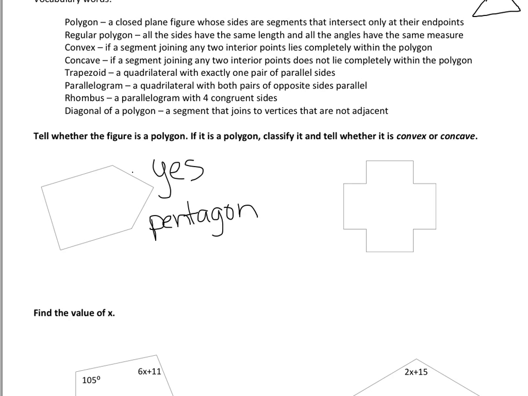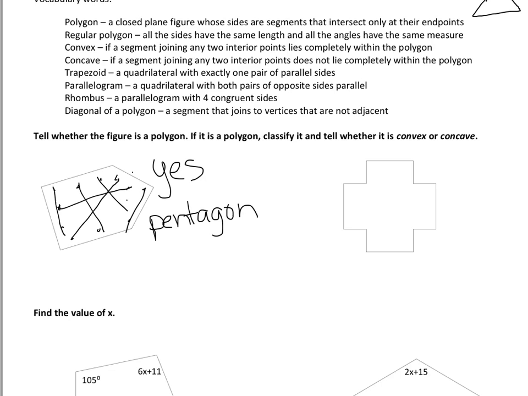Now, to tell whether it's convex or concave, if we look back at those vocabulary words, it said a convex polygon means a segment joining any two interior points lies completely within the polygon. If I can put 2 points inside this polygon and the whole segment is within the polygon, it is a convex polygon. So anywhere in this polygon, it doesn't matter where I draw these 2 points, that line is always going to stay in the polygon. If there's even one place where I can draw 2 points and the segment leaves the polygon, it's going to be concave.